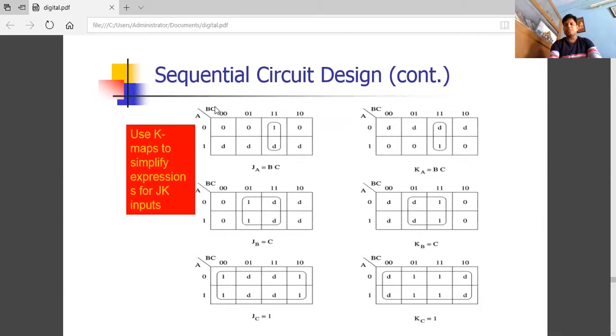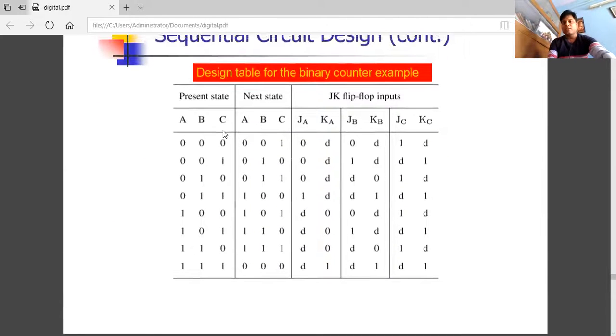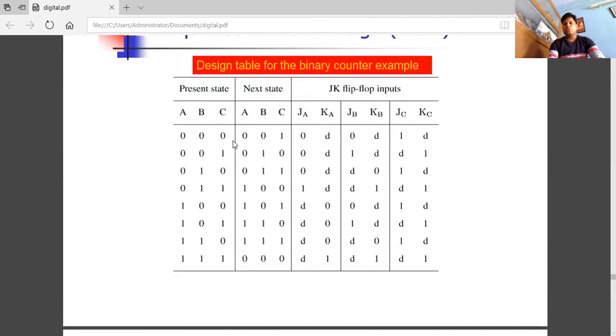Present input section A, B, C. Then according to A, B, C, we have to fill in the value of JA. JA value in 0, 0, 0, 0, 0, 0, 0, 1, 0, 0, 1, 0, 0. So we have to fill all the JA values according to the input sections.